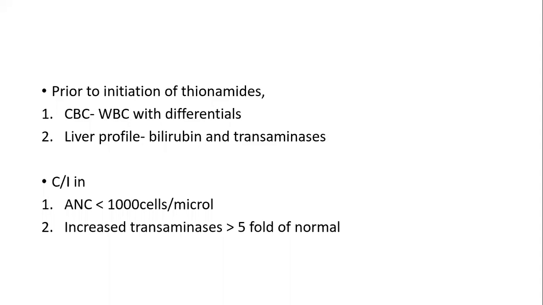So prior to initiation of thionamides, you want to do CBCs with WBC differentiation. We also want to do a liver profile where you check the bilirubin and transaminases. The thionamides are contraindicated where you have an absolute neutrophil count of less than 1,000 cells per microliter, and where we have increased transaminases of more than 5-fold of the normal level.